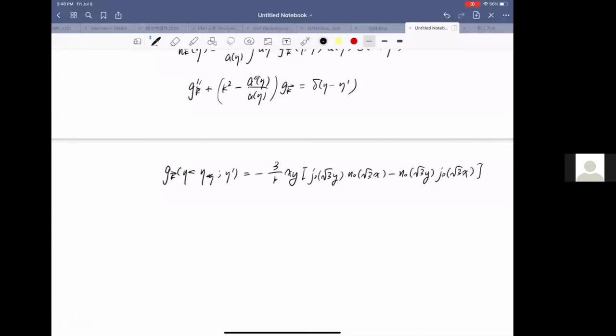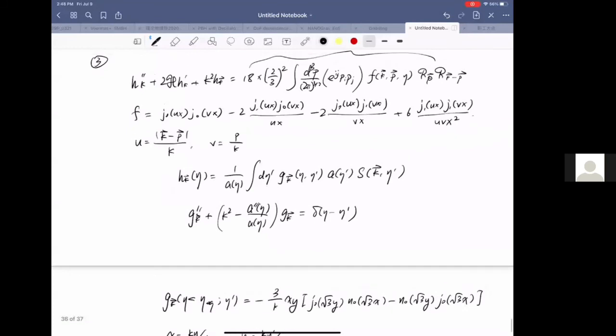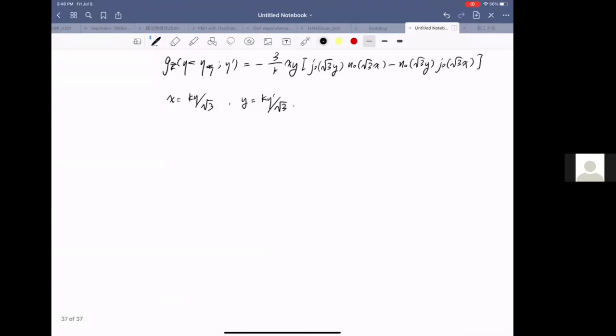Something like that. So x is k eta divided by square root of 3, prime. Okay, so you have the solution, and then you can substitute it back into the tensor perturbation. The key point is to calculate the 2-point function of that. That's the reason why we have to calculate the gravitational wave energy density.